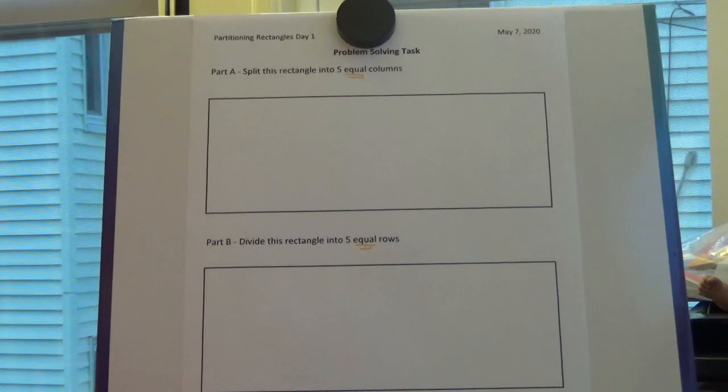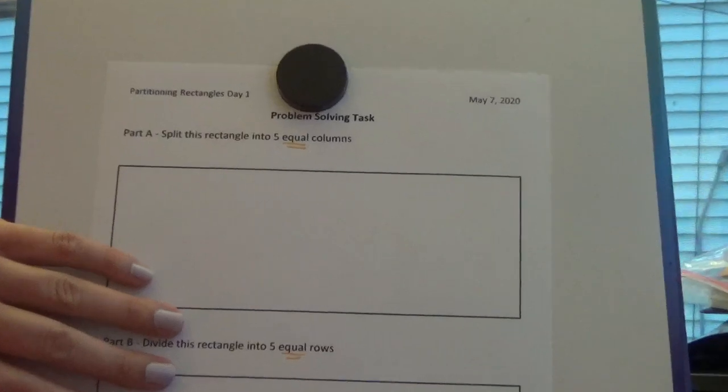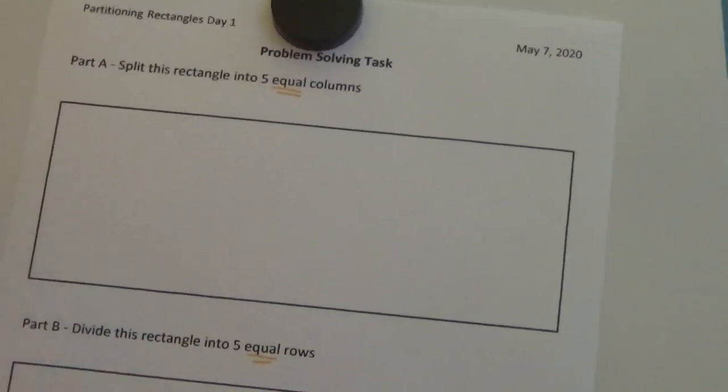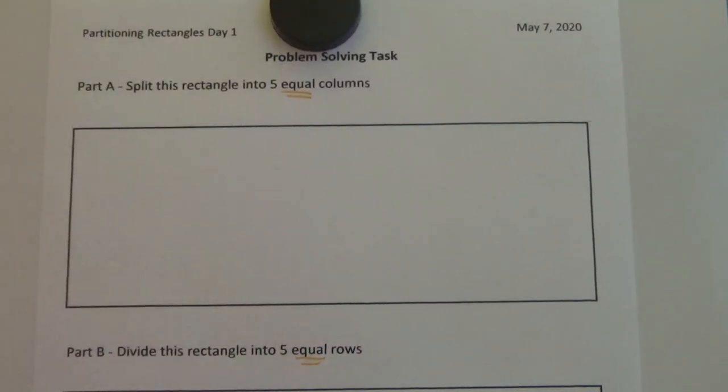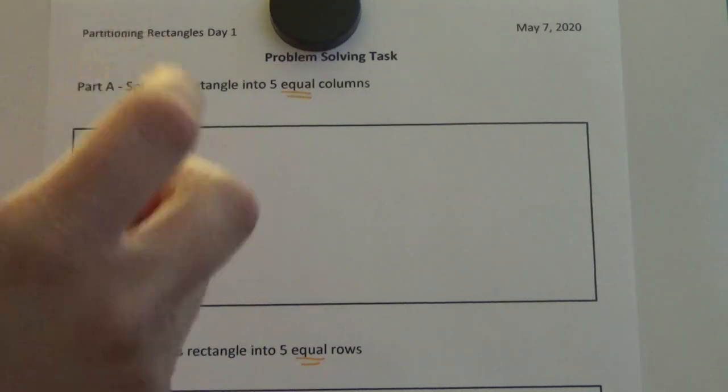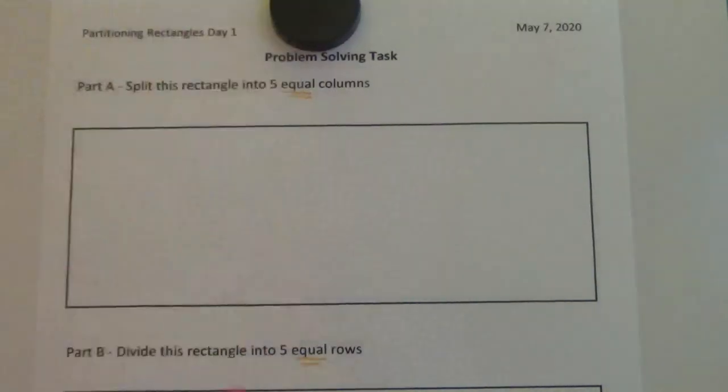And you know what? That's okay. Nope, we're going to see it this way. Sorry about that. So part A for this first rectangle, I'm going to move this down and zoom in so that we can really see it. Part A is asking me to split this rectangle into 5 equal columns. So like we just talked about, columns mean up and down.